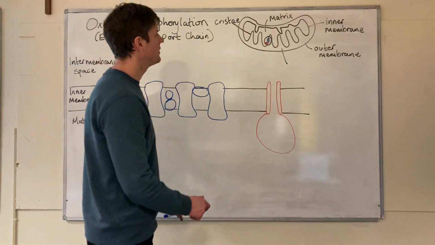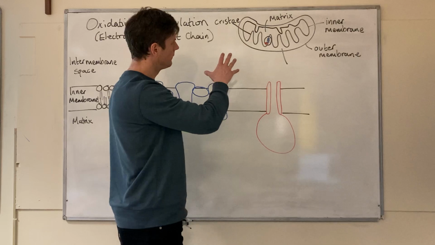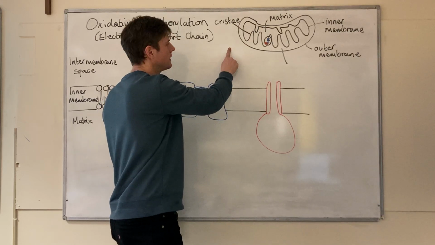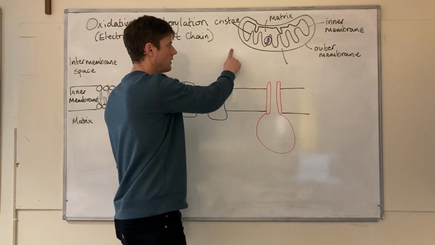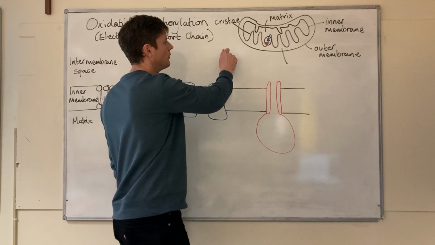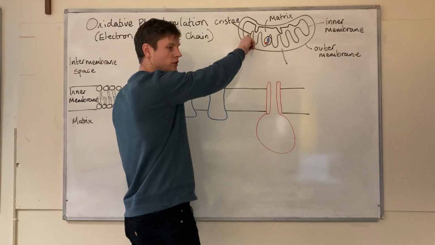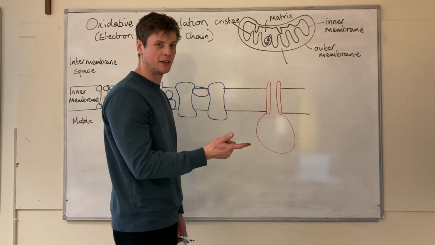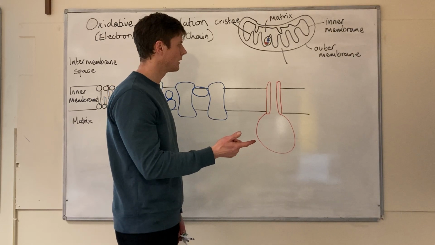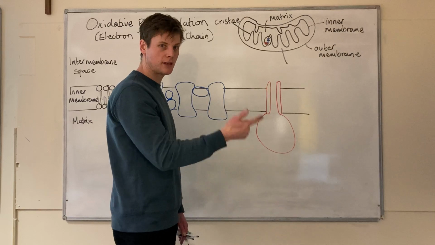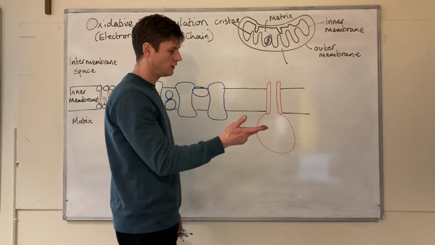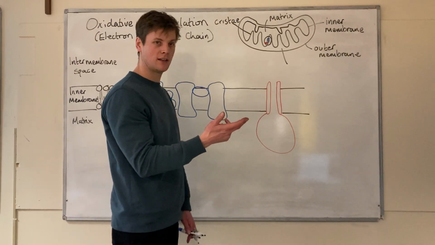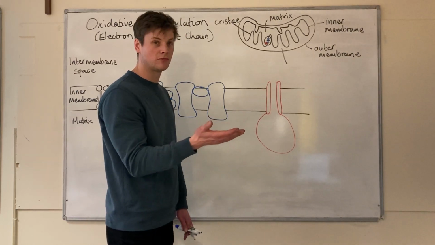We need to refer back to the mitochondria as a whole. So far, glycolysis has taken place in the cytoplasm. Glycolysis produces pyruvate. Pyruvate then is transported into the matrix. In the matrix is where the link reaction and Krebs cycle take place. During glycolysis, during the link reaction and during the Krebs cycle, reduced NAD and reduced FAD have been produced.